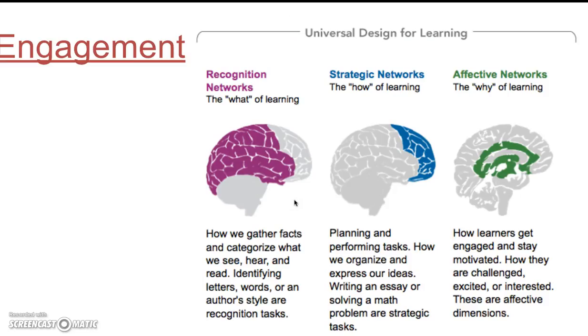So looking first at engagement, and again there's a link here if you click on that, with the PowerPoint that I've shared with you. This takes you through each of those brain networks: the recognition network, the strategic network, and the affective network. And the affective network is really where I think we should be starting, and where we're starting here with engagement. I think engagement in that affective network is the most important to begin the learning process. How do we really hook learners into what we're expecting of them?